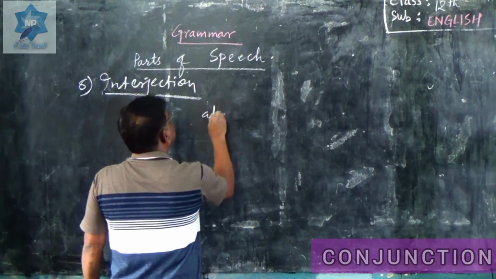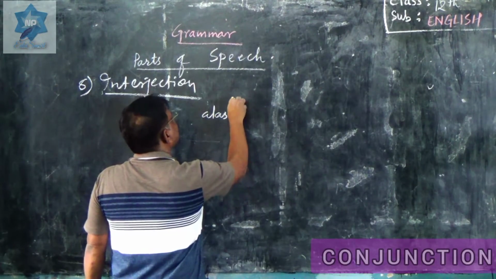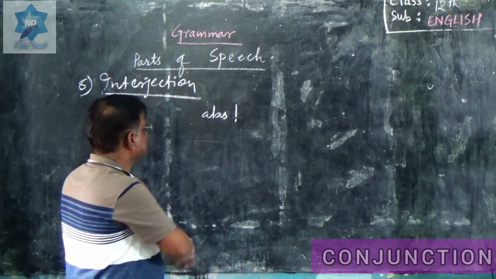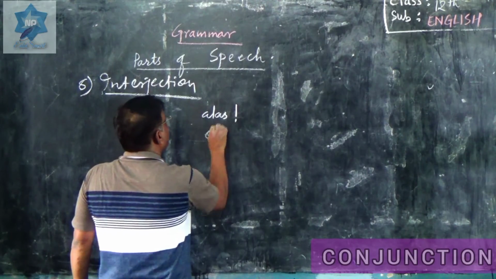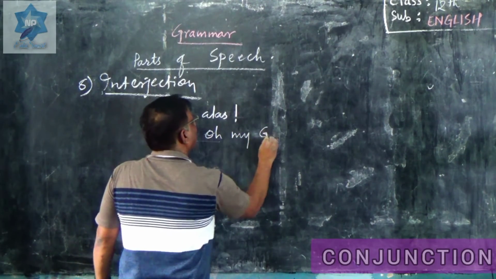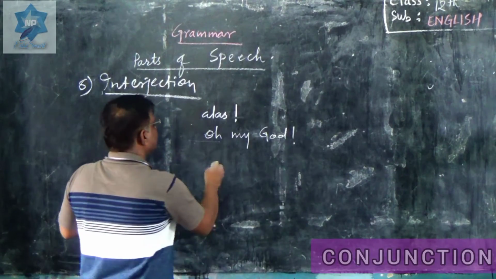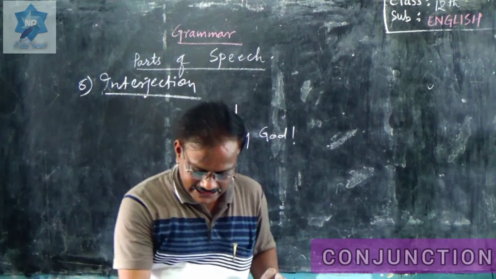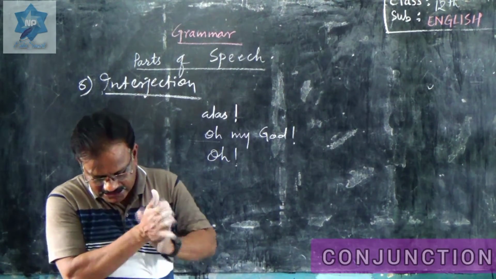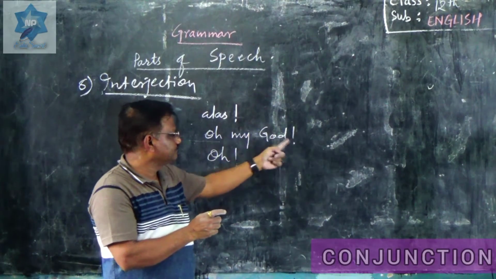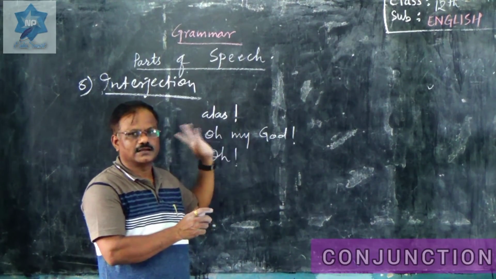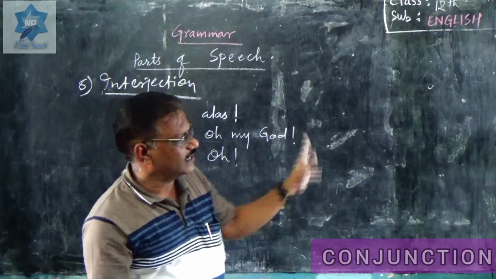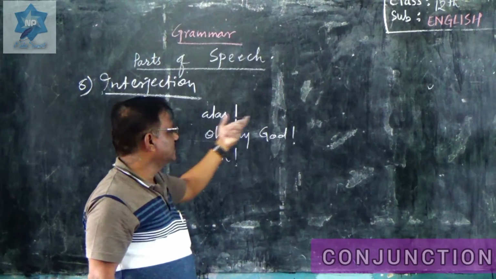For example, alas, and it will always be followed by an exclamation mark. The word will be followed by an exclamation mark. Alas, oh my God. Okay. Oh. In this way, these are the interjections. Interjections are often followed by an exclamation mark. The exclamation mark defines that word as an interjection, and that's why they are easy to identify in sentences.